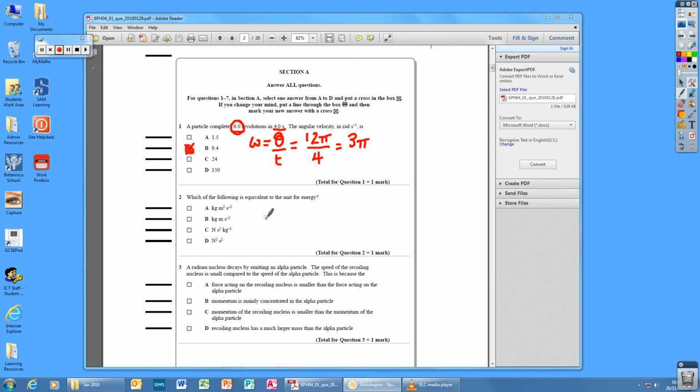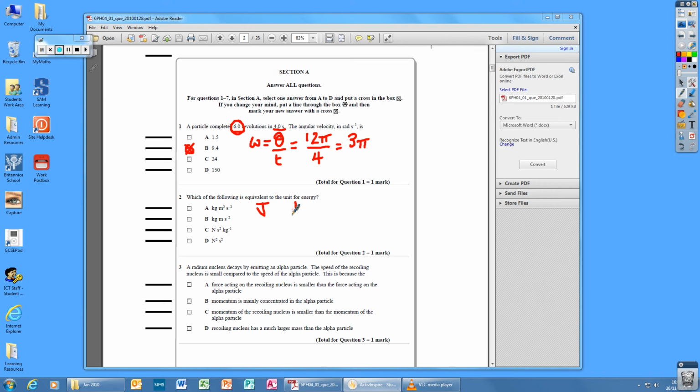Moving on to 2. Which of the following is equivalent to the unit for energy? Well, as you know, the unit for energy is the joule. And so I just need a suitable, probably GCSE equation for translating that down into its base units.